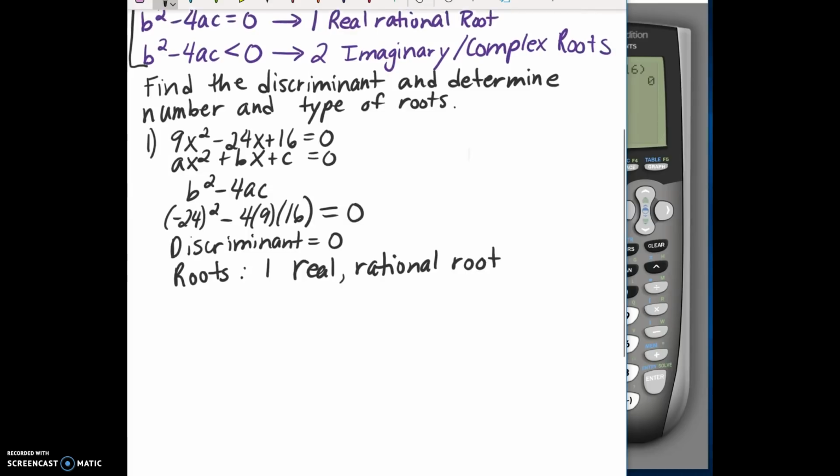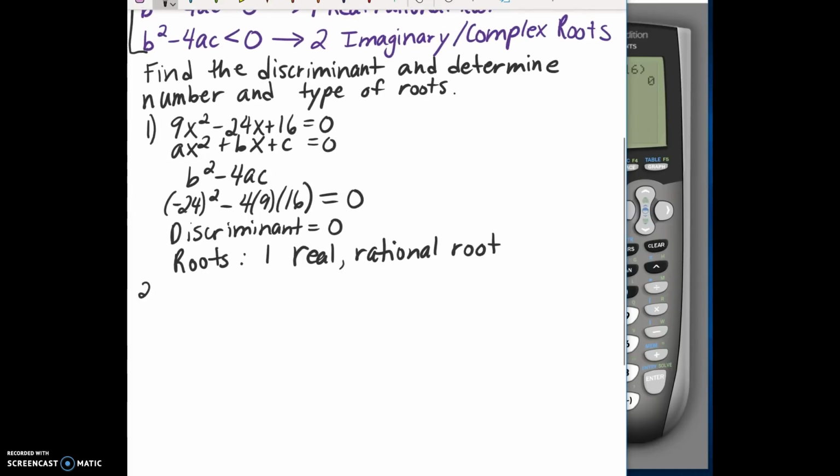Second, 7a squared minus 2a plus 5 equals negative 2. Now this is not equal to 0, so I want to make sure I get it equal to 0. I will add 2 to both sides. So I get 7a squared minus 2a plus 7 equals 0.